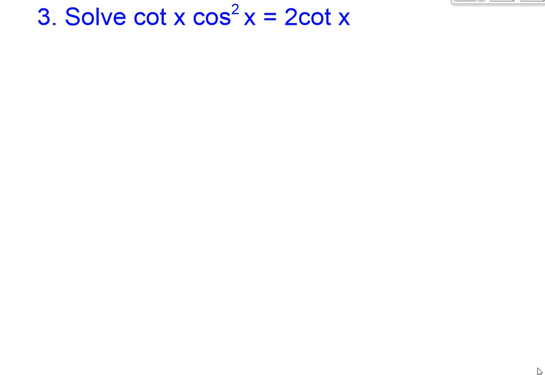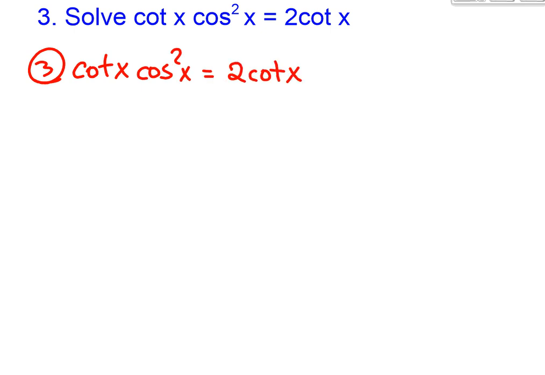Okay, this is the lesson for Tuesday 1:30, and it is for 5.3 part 2. And so we'll get started. Here's the problem that we're going to work on. This is number 3, and it is cotangent x cosine squared x equals 2 cotangent x. So I'll give you a moment to write that one down, and then we'll look at that.